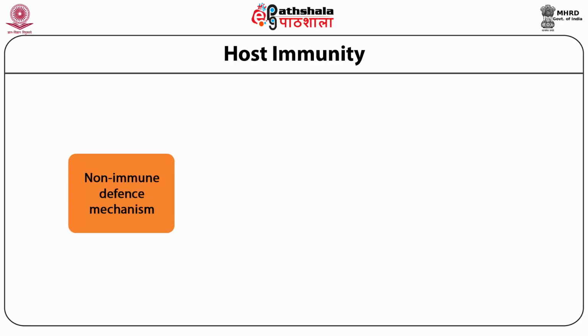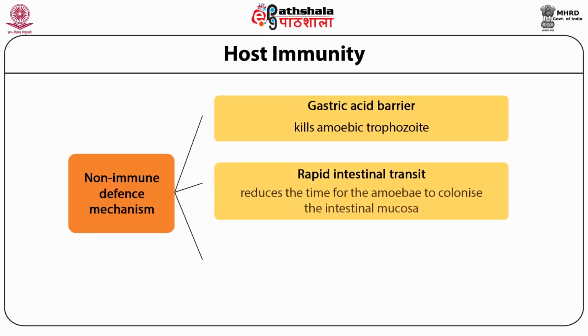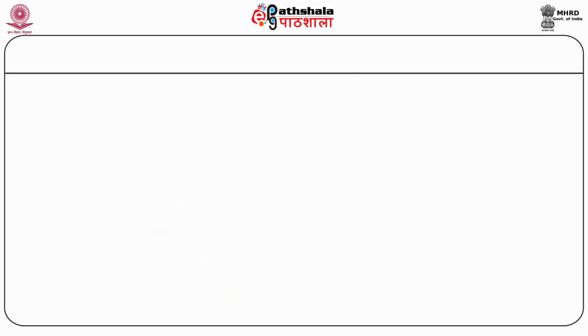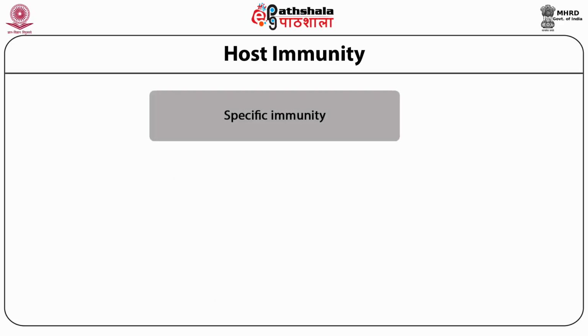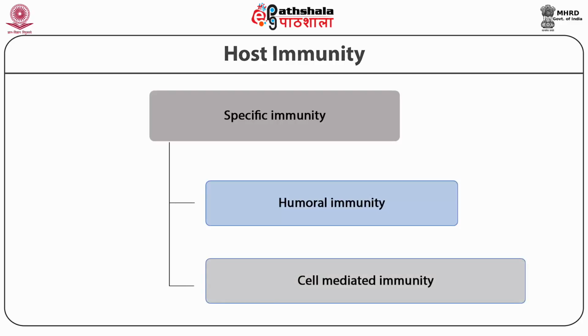Non-immune defense mechanism means that immunity can be because of the gastric acid barrier, which kills the amoebic trophozoite, or it could be because of the rapid intestinal transit that reduces the time for the amoebae to colonize the intestinal mucosa, or because of the colonic mucin, which inhibits the amoebic adherence to the intestinal epithelial cells. Talking of the specific immunity now, this can be either humoral immunity or cell-mediated immunity.